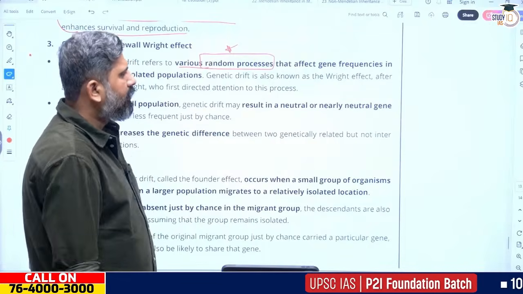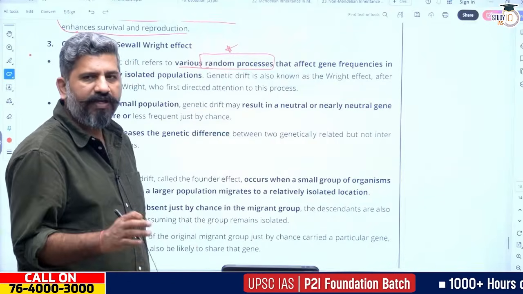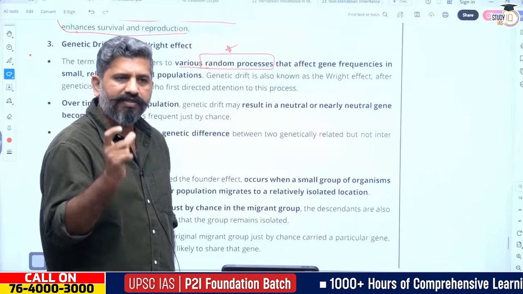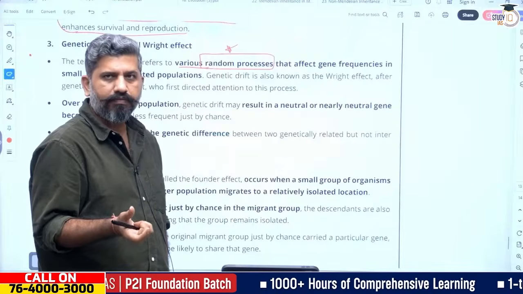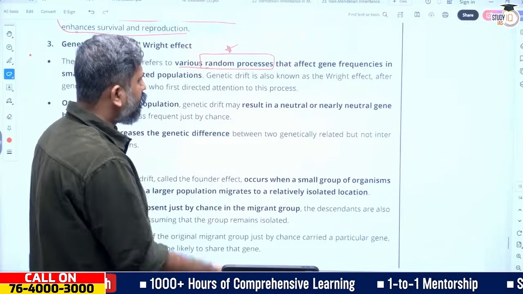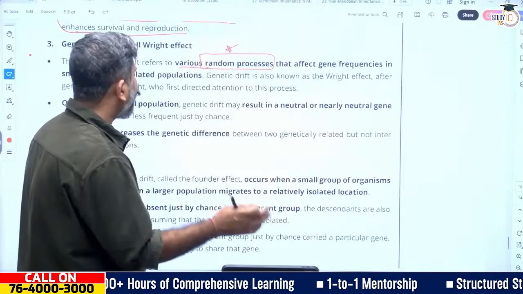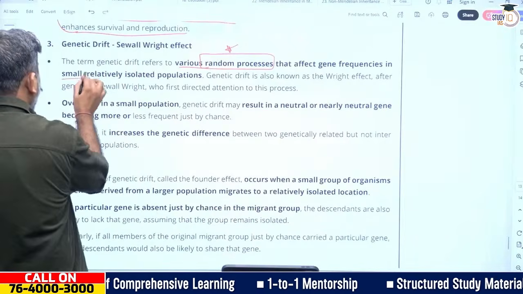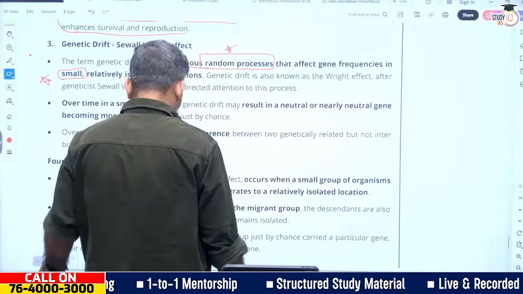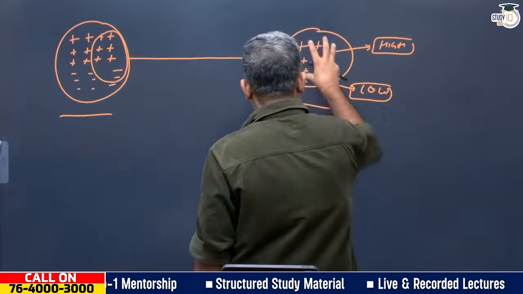Right, guys? That affects what? Gene frequencies. Frequency is what? Number of times a genetic variation is repeated in a population. Processes that affect gene frequencies in small populations are very important. Right? Like I told you, in this case, it has to be a small population.